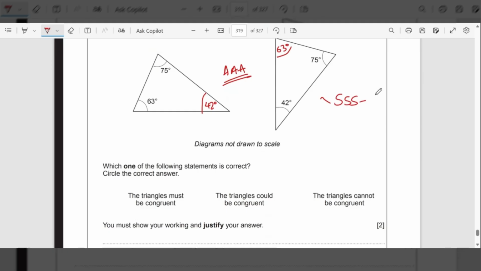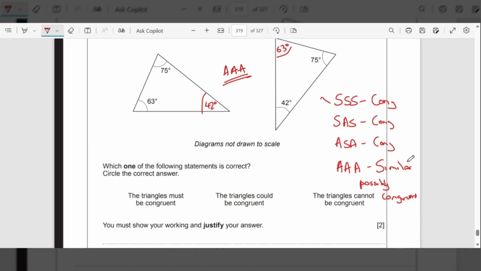SSS means congruent. SAS, congruent. ASA, congruent. AAA, similar, possibly congruent. So AAA is not a definite congruent triangles. So the answer to that would be could be congruent. Reason: 3 equal angles means they're similar, but they could be congruent. They could be the same size, but it could be that they're just similar and one is a bigger version of the other.